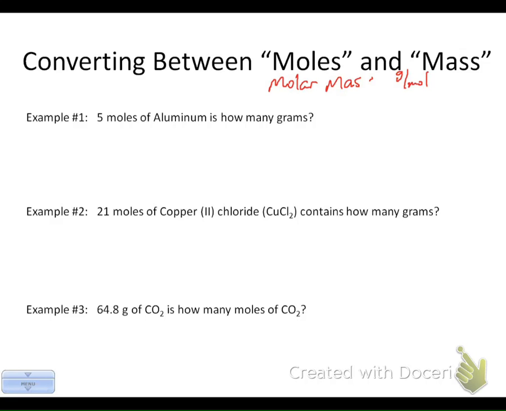The bad part is that it changes for every substance. Every substance has a unique molar mass. So we'll be using the periodic table to calculate this molar mass for each problem.